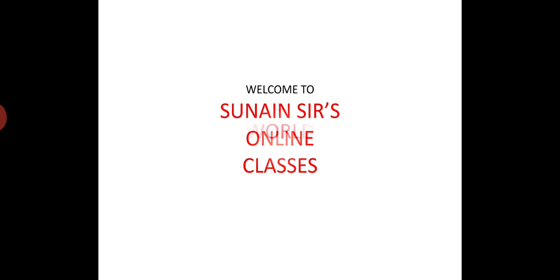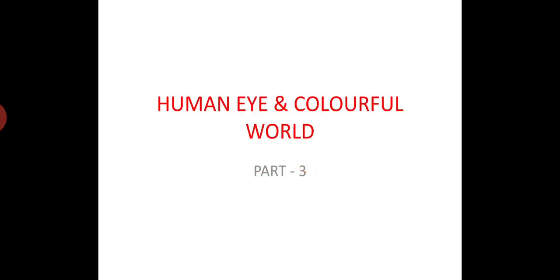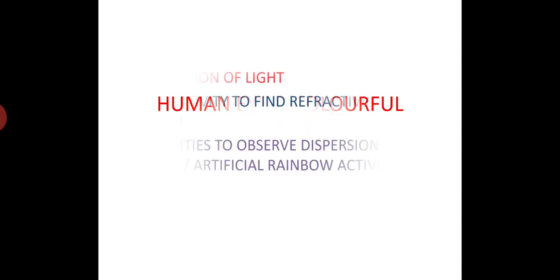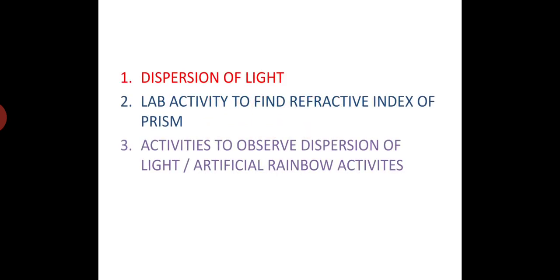In this video, I am going to explain you Human Eye and Colorful World chapter part 3. Under part 3, the topics which we are going to discuss are dispersion of light, lab activity to find refractive index of prism, and activities to observe dispersion of light, also called artificial rainbow activities. Now let us go into the topic one by one.